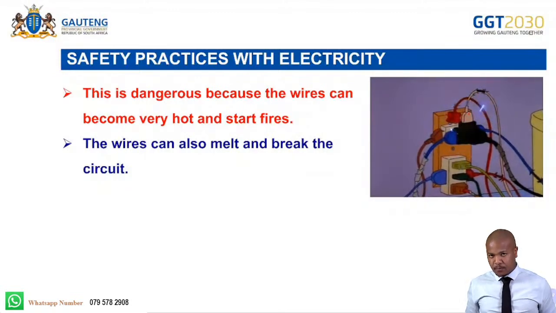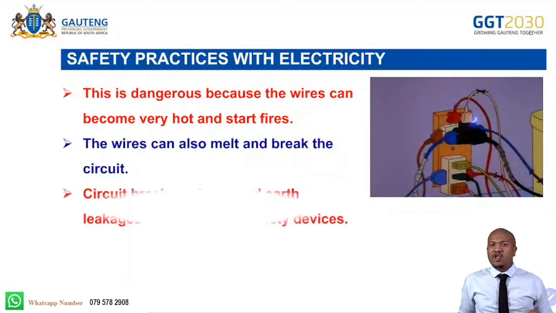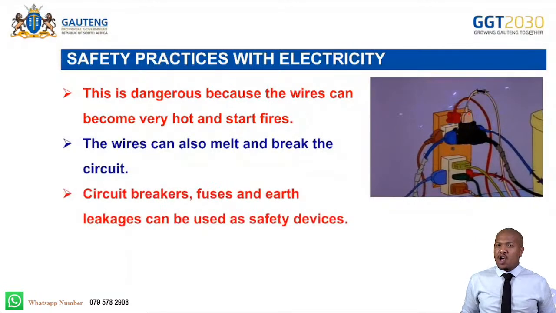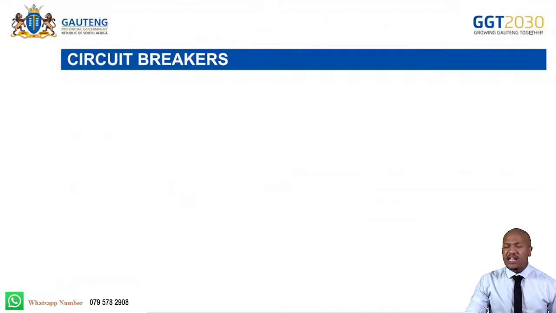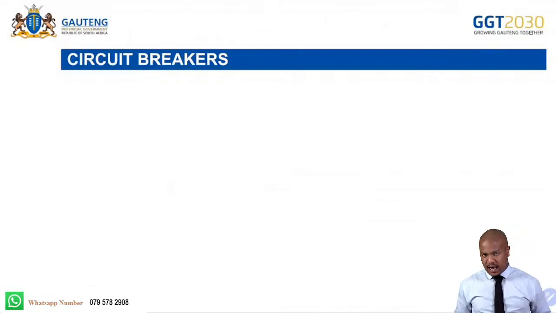Possible fires. So there are measures or systems that can be put in place to prevent such from happening. Those are our circuit breakers, fuses, and earth leakage systems. We can use these as our safety devices to avoid circuit overload, power surge, and possible fires.